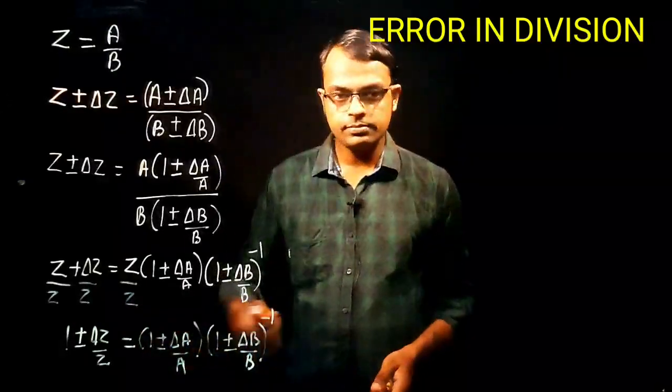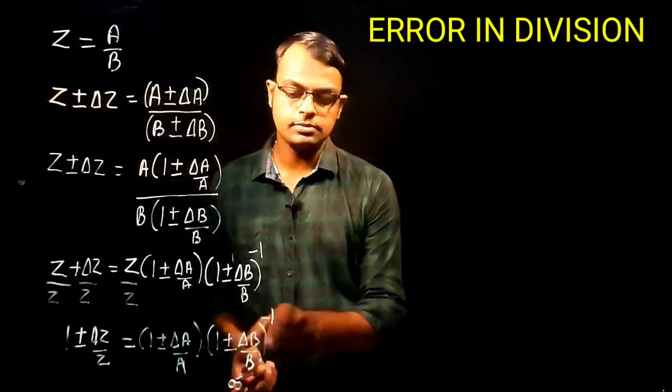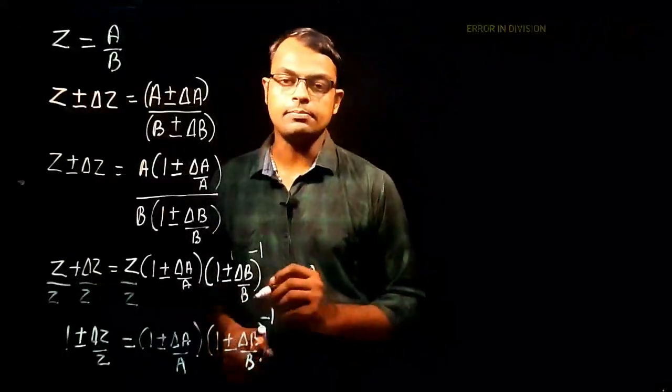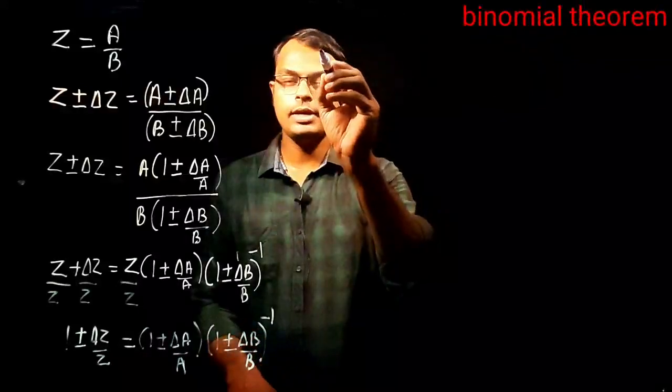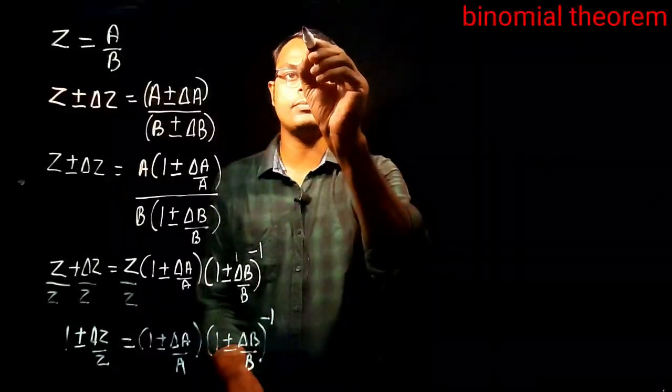Now what do you have to do here? You have to multiply this one. Just before multiplying, you see this part. Here what we are using is the binomial theorem. What is that? The binomial theorem we are using in this case. So what is meant by the binomial theorem?